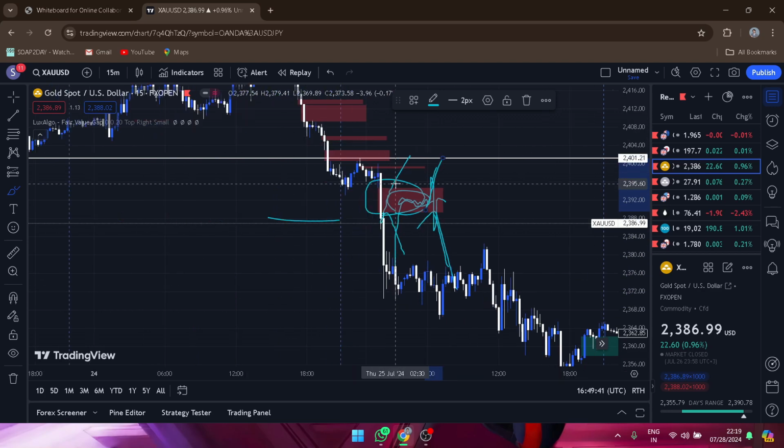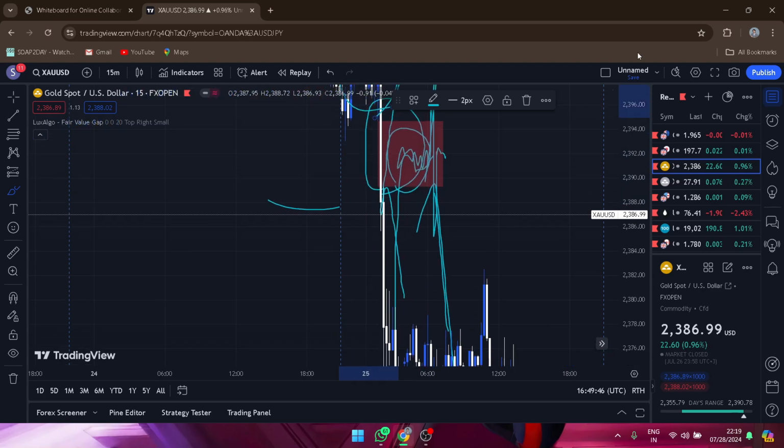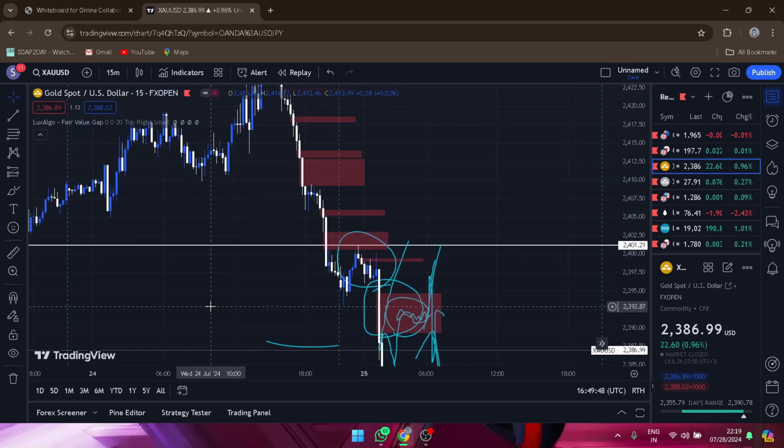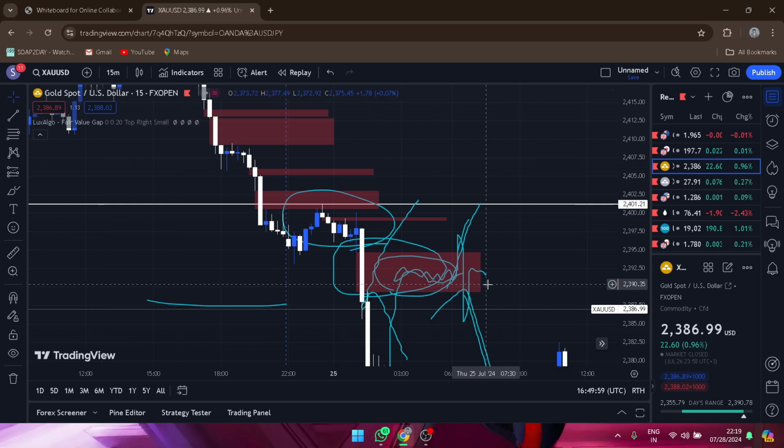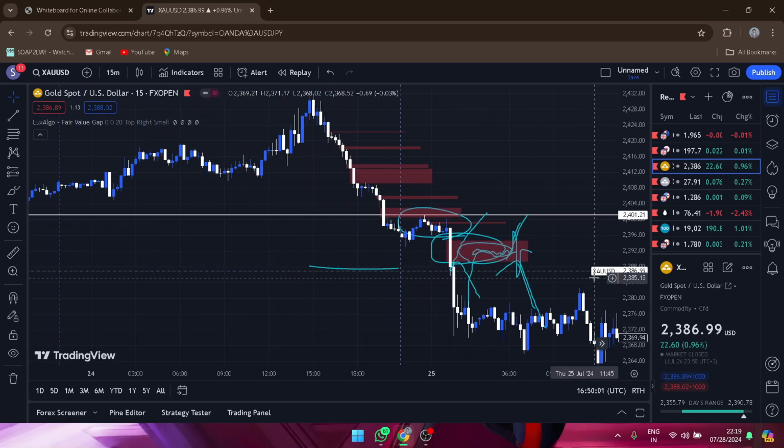Over in this position, as you can see, the price respected this fair value gap. See, this is the selling fair value gap. It came down, then it went up, then it respected the fair value gap, and then it went down. All right, so this is what a fair value gap is.